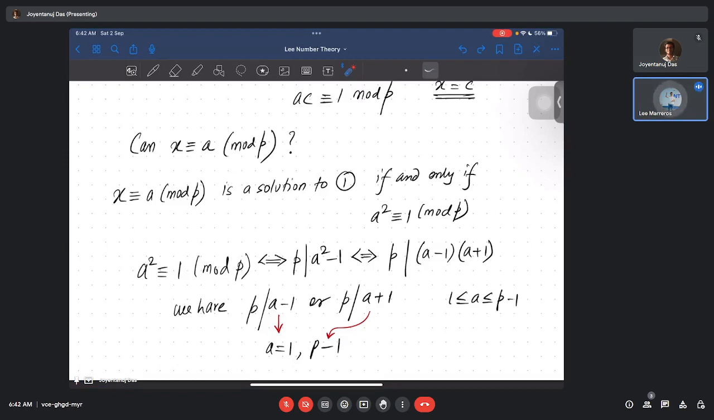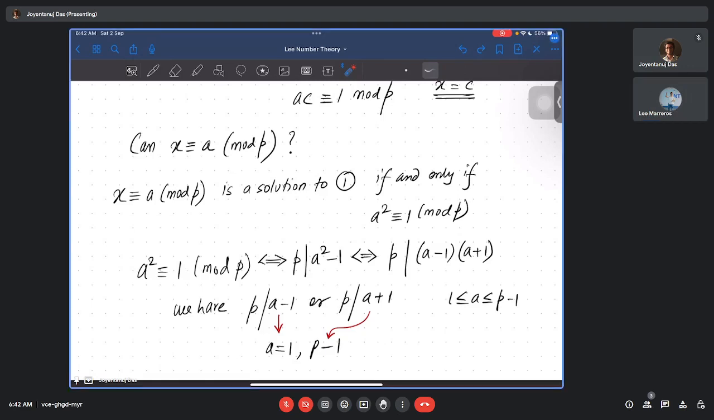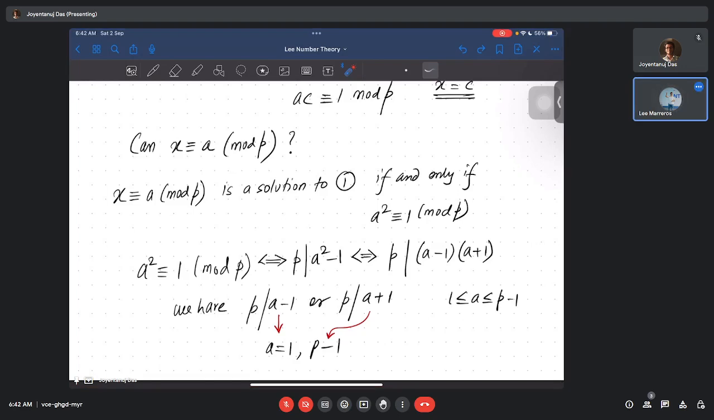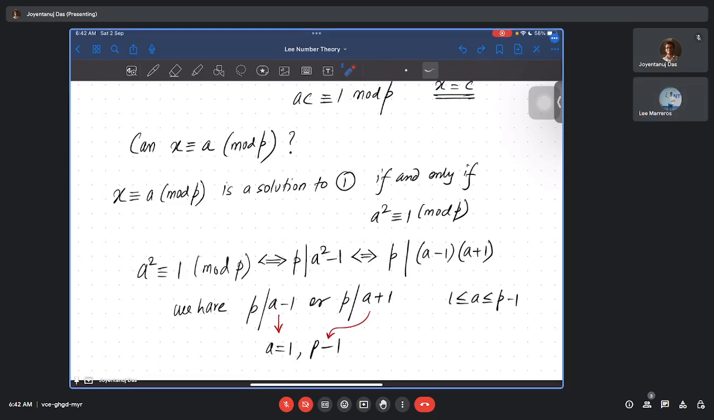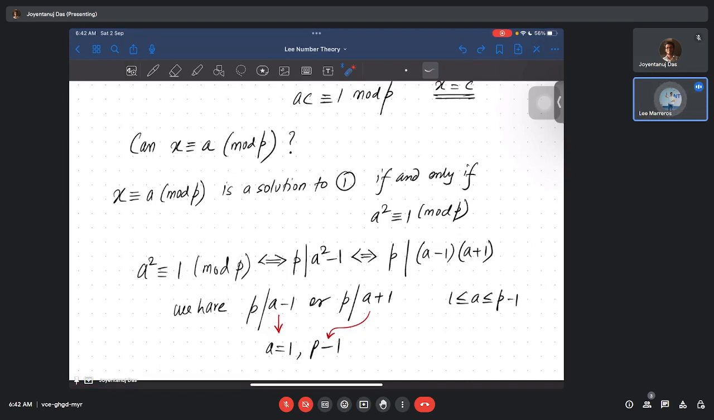And then the other, you're saying a plus 1. Yes, a equals p minus 1. So a plus 1 will be p. And p divides p. So that is true. So a would be p minus 1, and p minus 1 plus 1 will be just p, and p divides p. That's what you're saying? Yes. Okay.